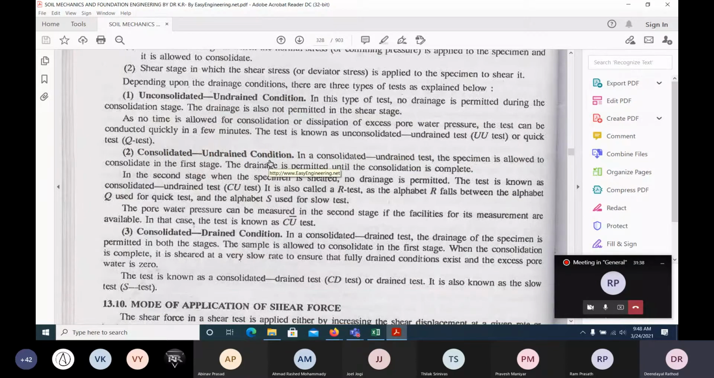Just bear with me. Then the consolidated drained test, CD test. That means consolidation is allowed, drainage is allowed, in both stages, the consolidation and the shearing stage. In the first stage, the consolidation stage, drainage is allowed. What is the shearing actually? Anyway, I will show you the sample. What we'll do is first we'll consolidate it, then we'll shear it. We'll try to apply deviator stress.